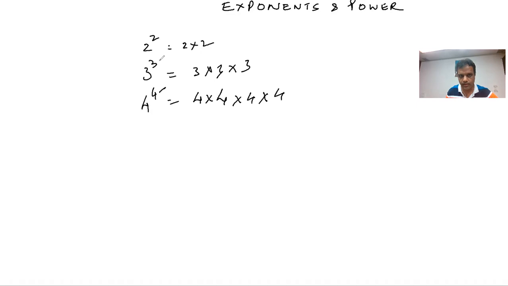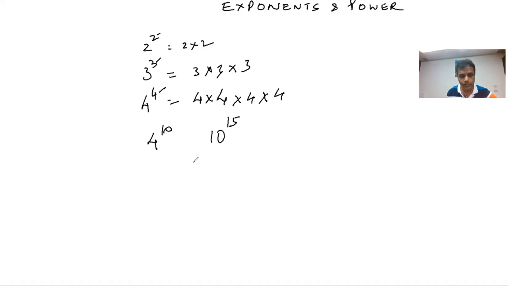So this is an exponent, this is an exponent, this is an exponent, right? So why do we use exponents? To simplify bigger numbers. Now this can be 4 to the power 10 also. It can be 10 to the power 15 also, right? These are all numbers which are used in maths and used in day-to-day life.